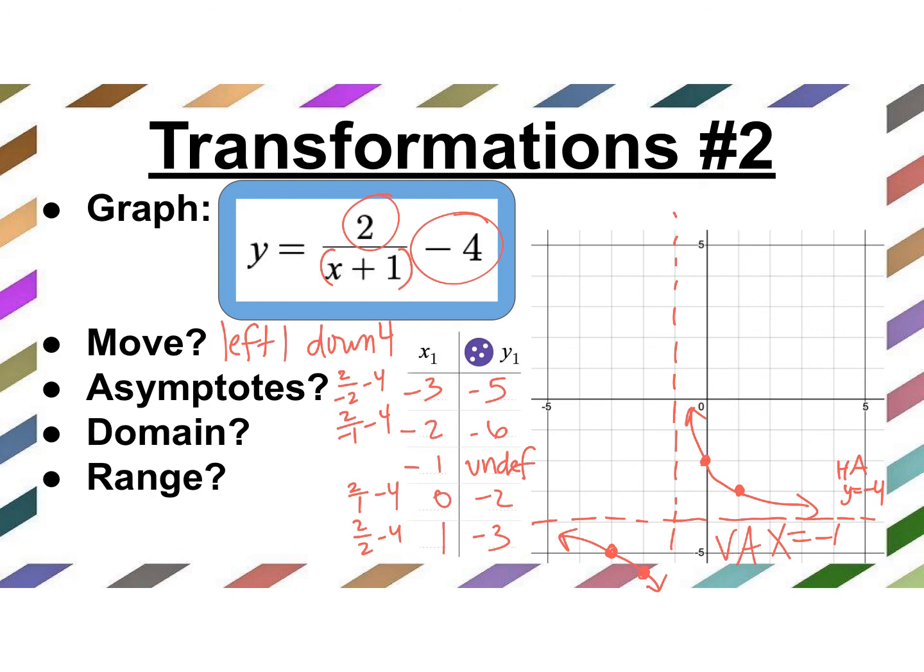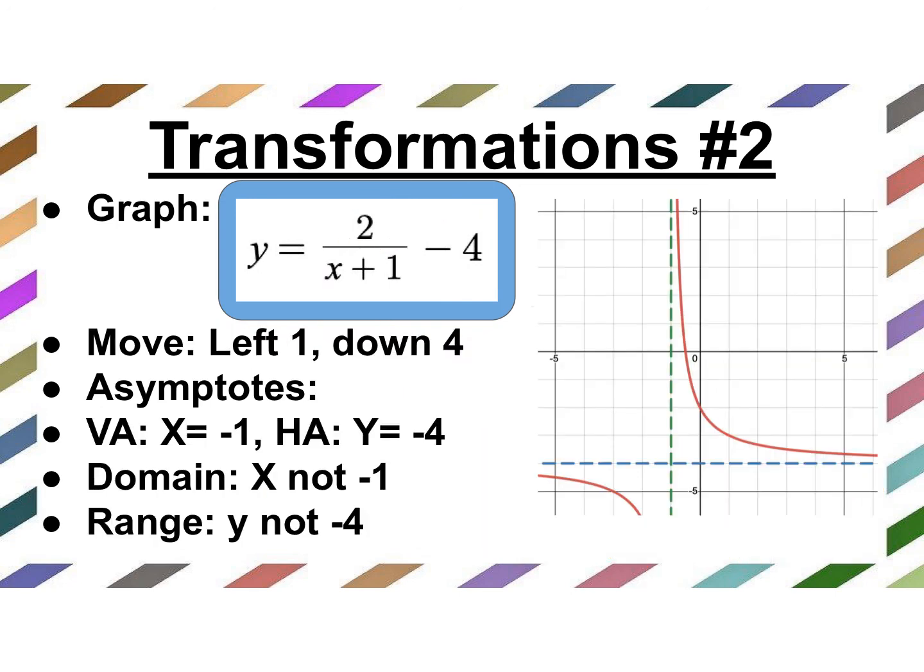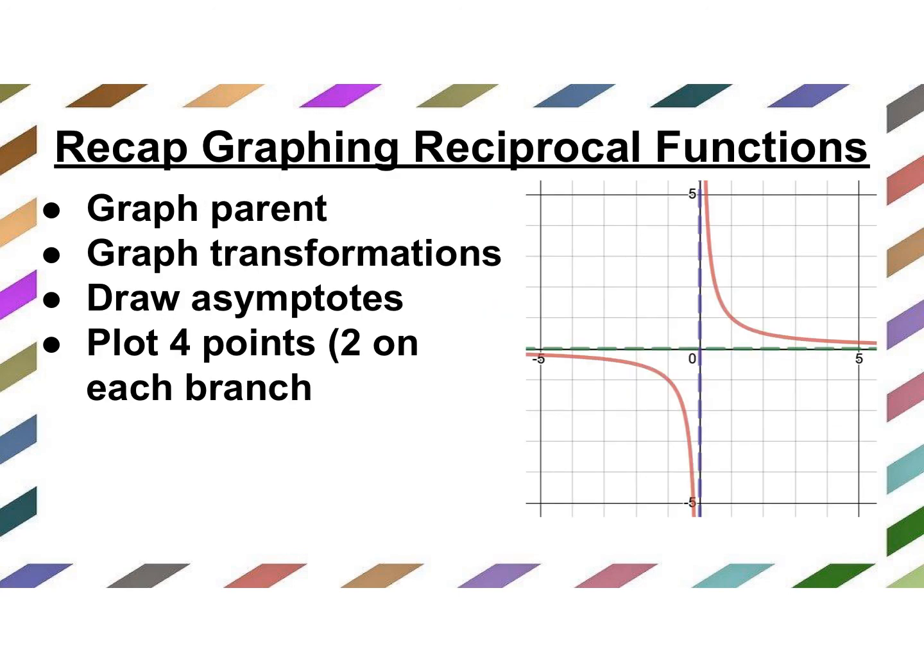My domain is x cannot be negative 1. My range, y cannot be negative 4. So your asymptotes help you figure out your domain. Your asymptotes help you figure out where your graph is. And that's the final graph there in Desmos. So to recap, we have our parent. We can use our transformations to move it left or right, up and down. Draw your asymptotes. I like to draw that first, and then plot 4 points with 2 on each branch. We did it. Nice job.